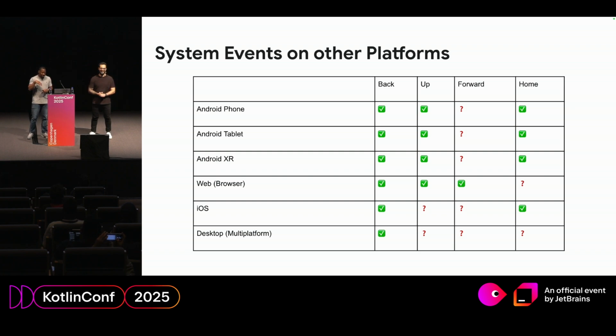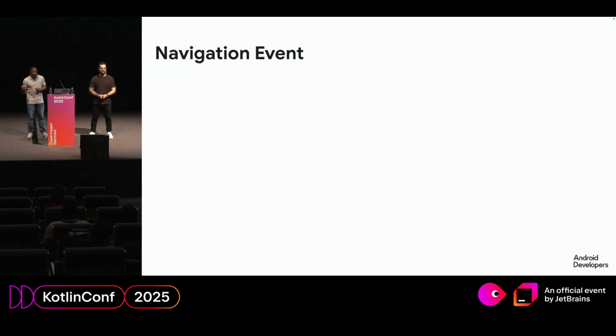And then there's forward. And forward, like if we want to support something like web, the name back doesn't even really work anymore. We need an entirely new library to do that. So we came up with navigation event, a lot of naming.